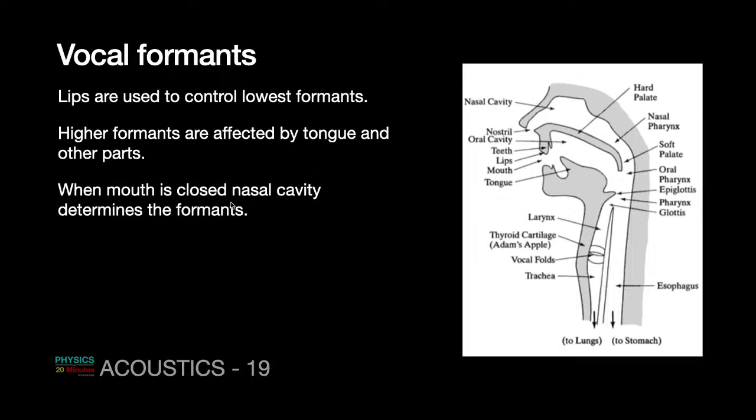When the mouth is closed, the nasal cavity determines the formant. So if you close the mouth, the formants are determined only by the nasal cavity. Now the nasal cavity does not have any movable structure, and the shape of this cavity does not change significantly; it remains fixed. Therefore, you cannot do much with the nasal cavity apart from making some noises like this. You cannot do much over here, because you can do a lot with the lips.